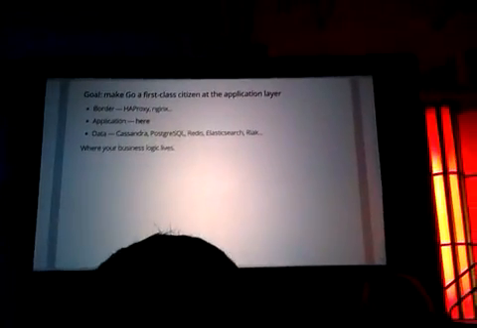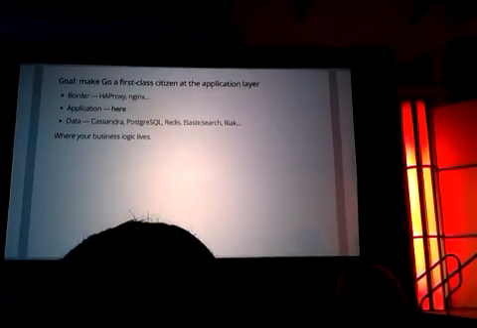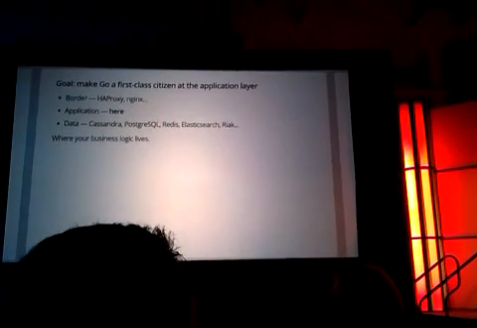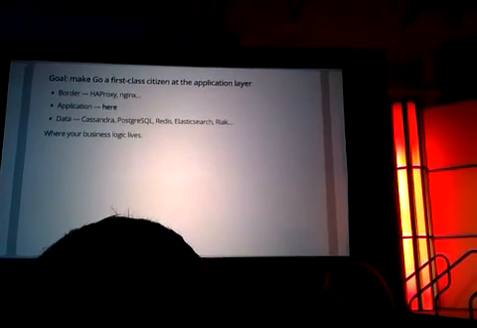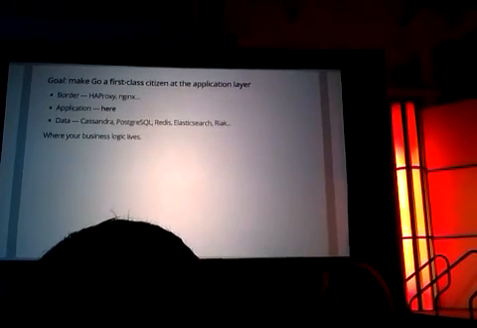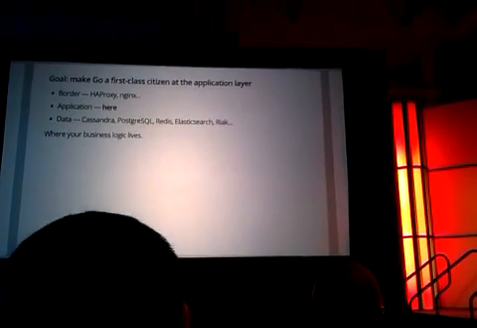So let's define our boundaries by setting some goals. What should GoKit do? First of all, GoKit should make Go a first-class citizen at the application layer. So in your typical architecture, you have at the top the internet-facing stuff that's running HAProxy or Nginx. At the bottom, you have your data layer, databases, data services. But in the middle, what you pay your programmers to do is your application layer, your business logic. And that's where I think GoKit should be targeted.